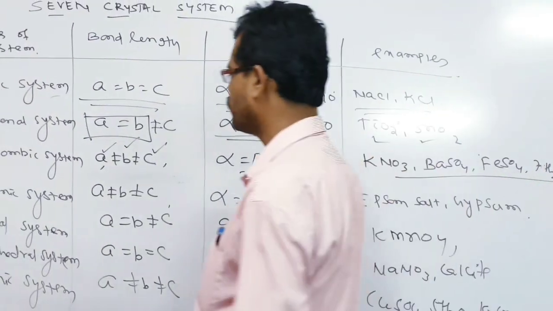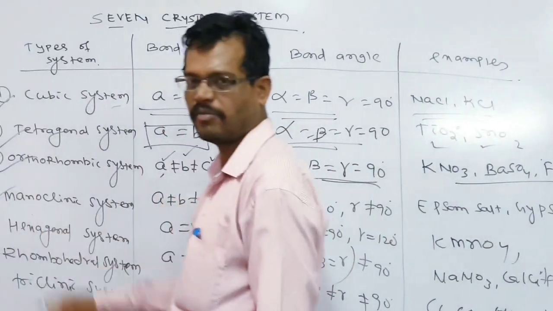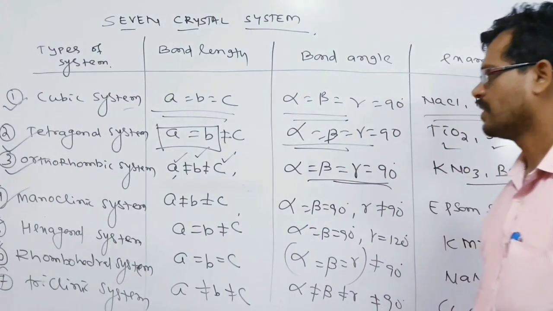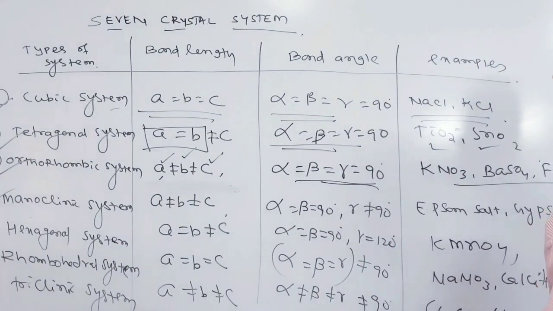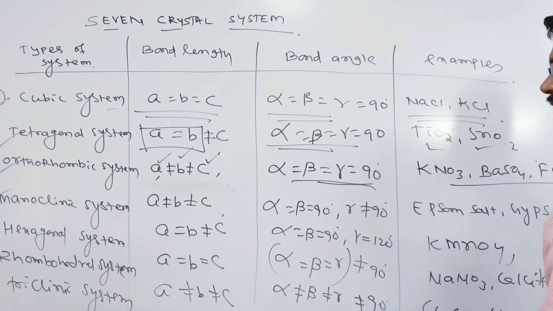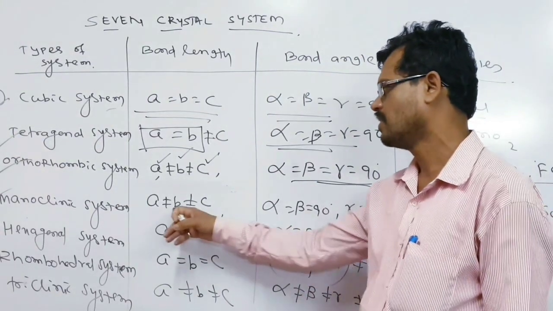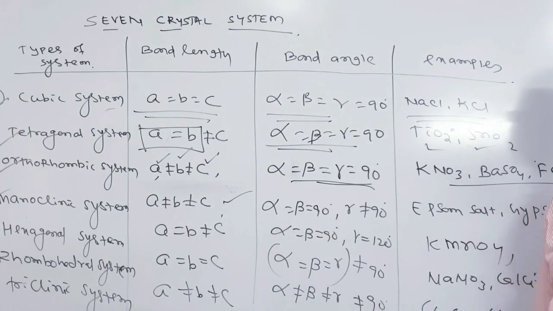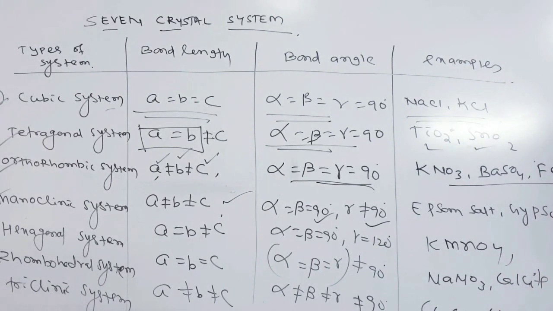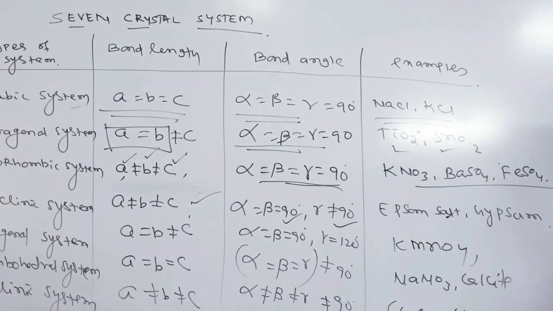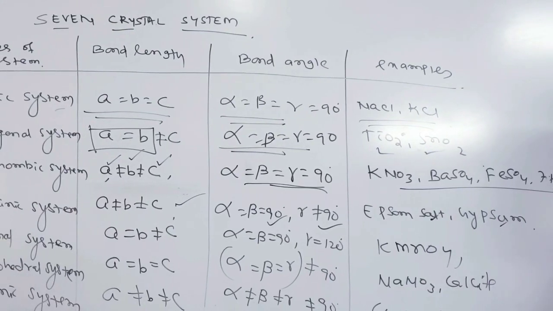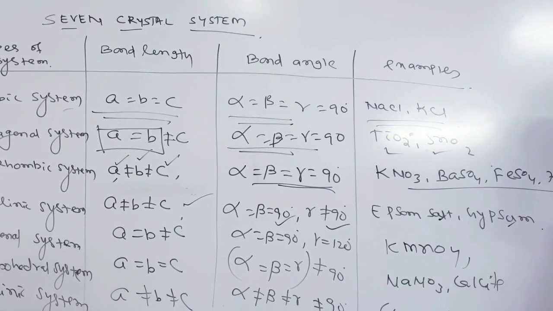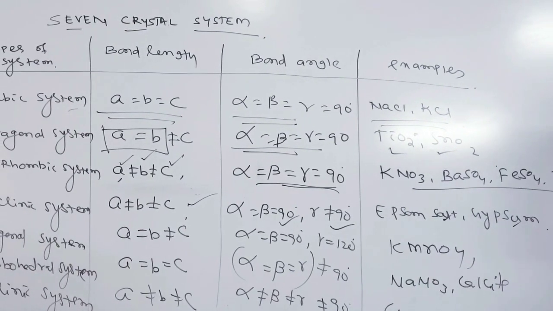Now we come to the monoclinic systems. In the case of monoclinic systems, the bond lengths are also not the same. The length, breadth, and height of the unit cells are all different. On the other hand, the two angles, alpha and beta, are 90 degrees, whereas gamma is not 90 degrees. Some examples of this category are Epsom salts and gypsum. They possess this type of monoclinic system.